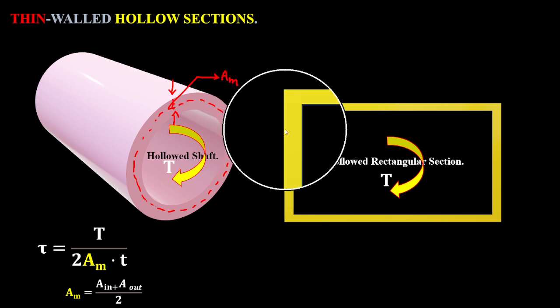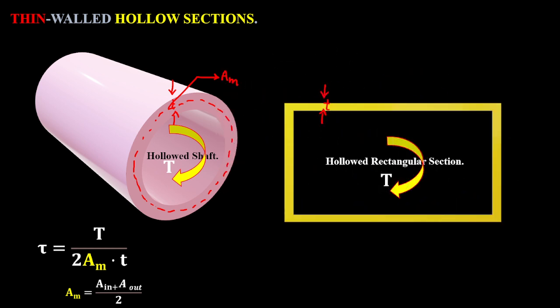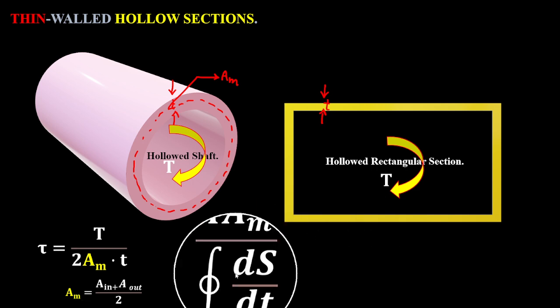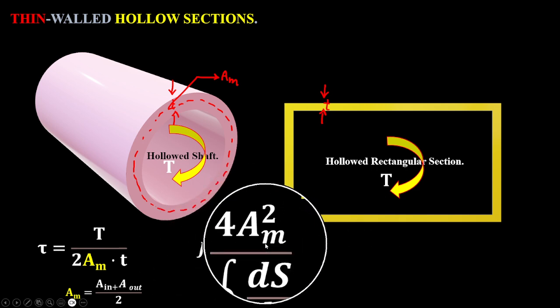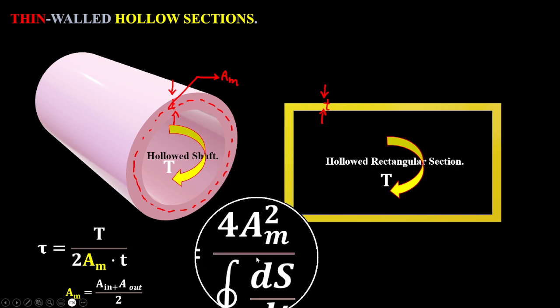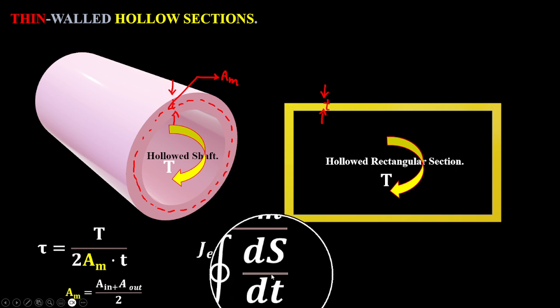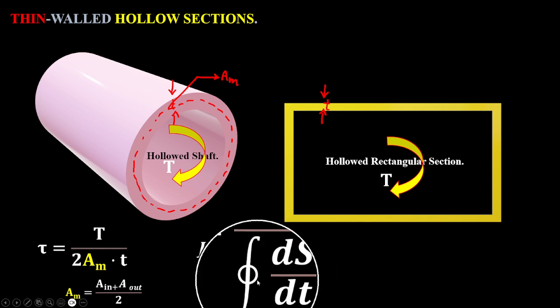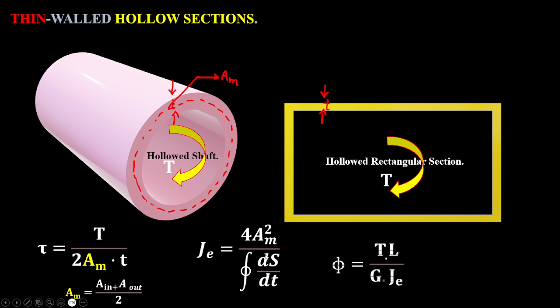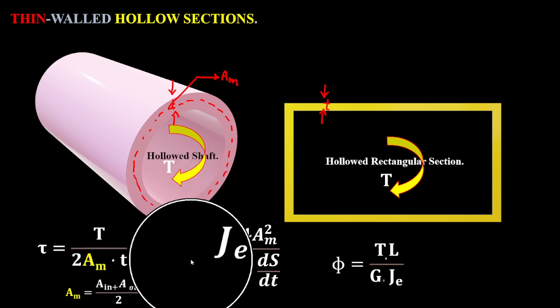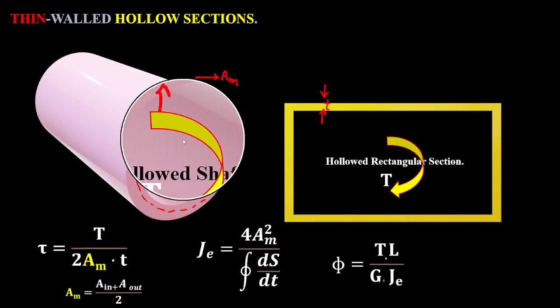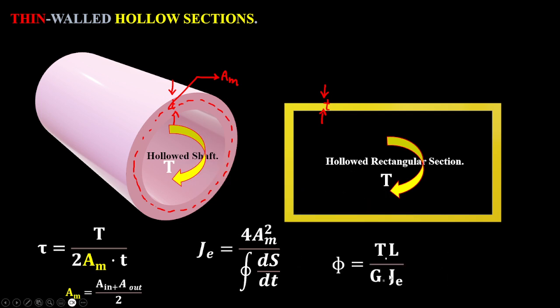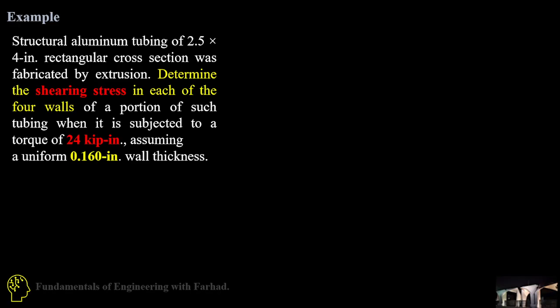A center line goes all the way through the rectangle, and the effective polar moment of inertia is 4 times A average squared over the closed integration of ds over t, dimension over thickness, around the closed loop. And phi is again TL over GJ, and we have to replace J with the effective polar moment of inertia for the hollow section in this equation. Let's put it into an example to see how it works.